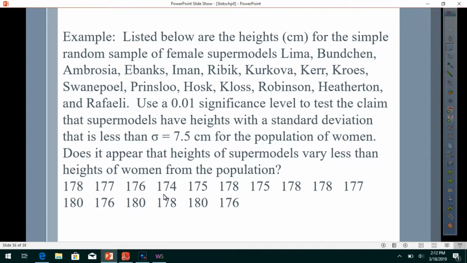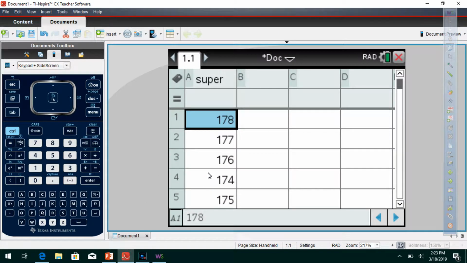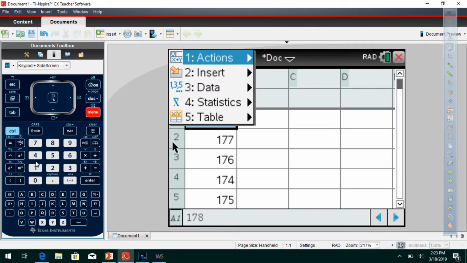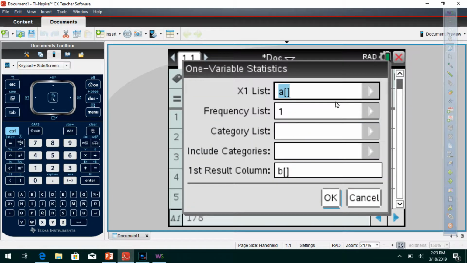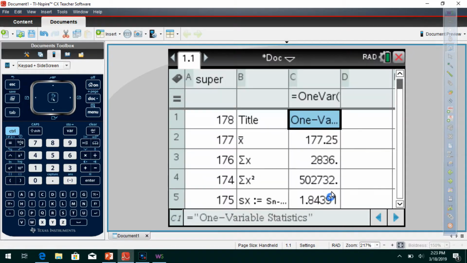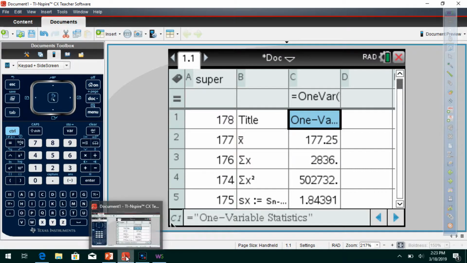And here we've got some heights. So we have some numbers here, some heights of these women. And I went ahead and put them in the calculator here. So what we're going to do is go menu, 4, 1, 1, number of list is, and we want super, and there we go. All right, so we got that. Now let's go back to our data here. We've got that.